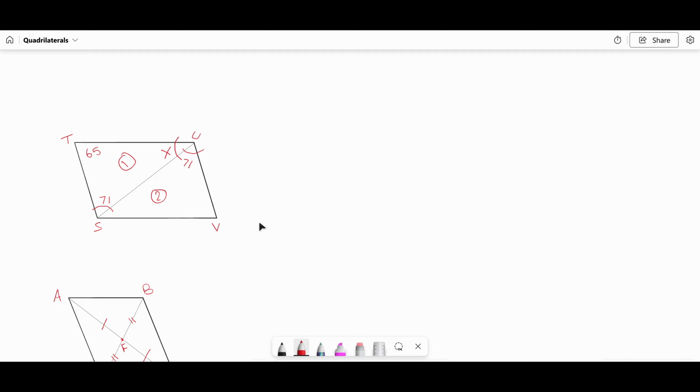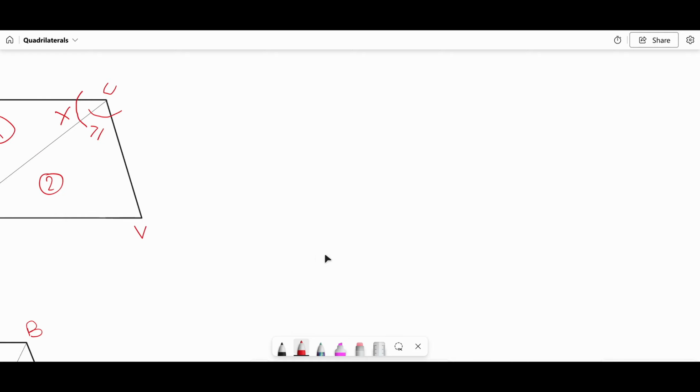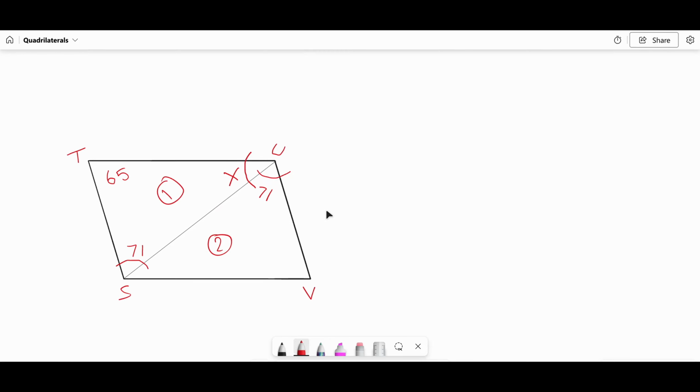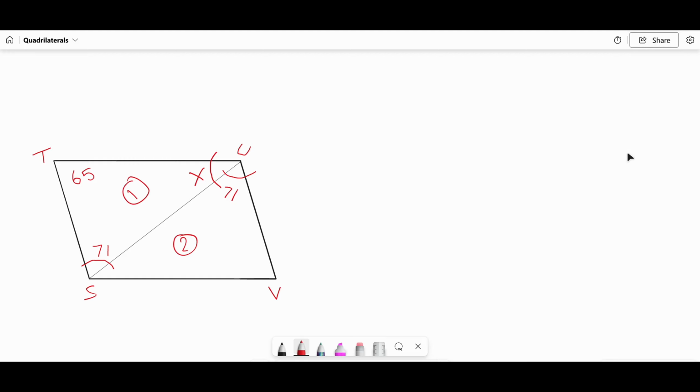Let's do now this exercise. In this exercise, we need to find angle X, this angle here. We have angle T is equal to 65, which is given. We have angle TSU is equal to 71. And we are also being given this angle SUV. And we need to find angle X.